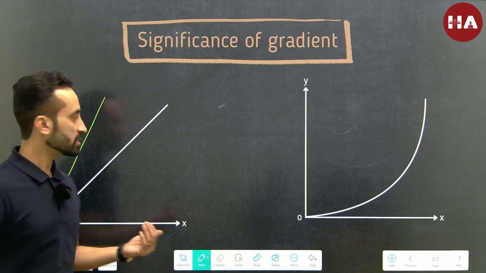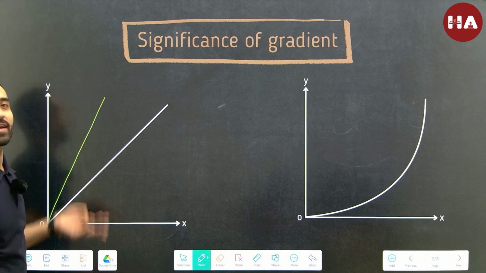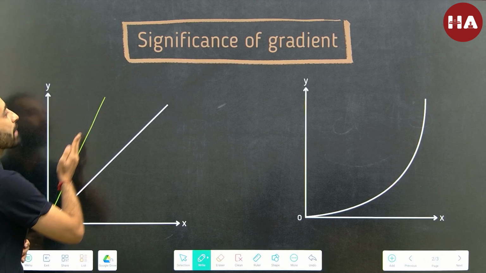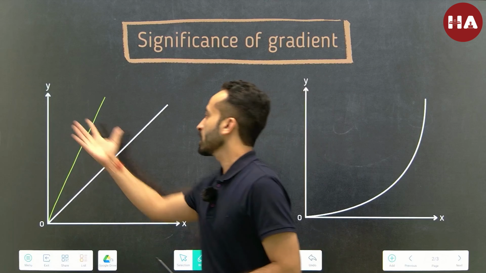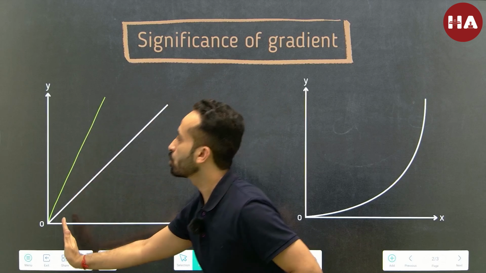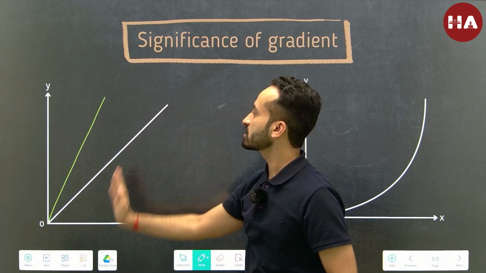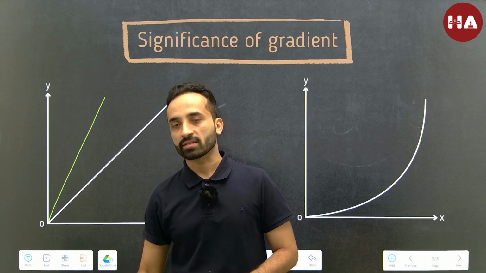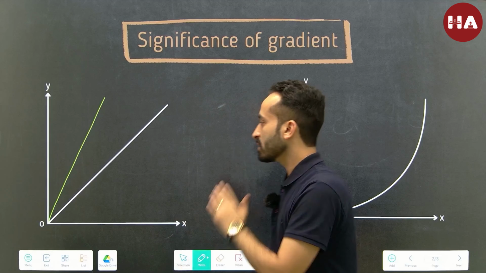So in the first case, as x is increasing, y is increasing. In the second case also, if x is increasing, y is increasing. But you will see that y is more rapidly increasing with x. So y is depending more on x. That is when you have a steeper graph. So the green graph is steeper than the white graph, which means y is changing more rapidly with x. So gradient tells you how rapidly y is going to change with x.